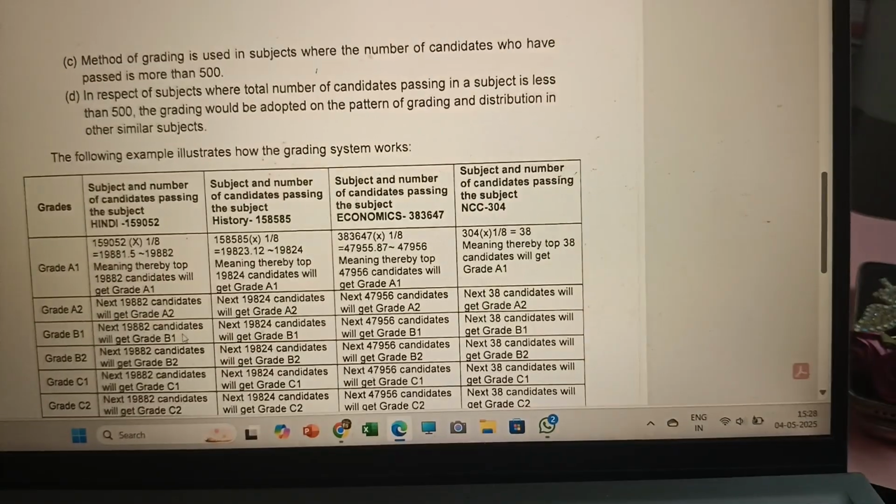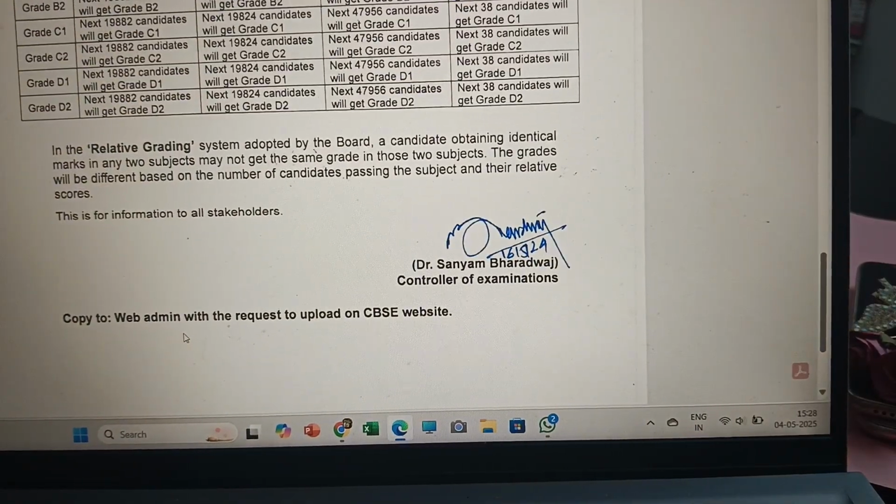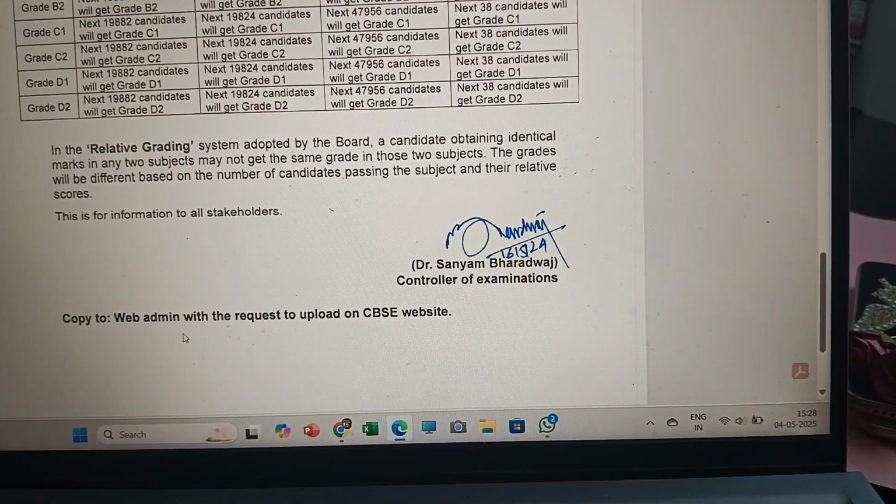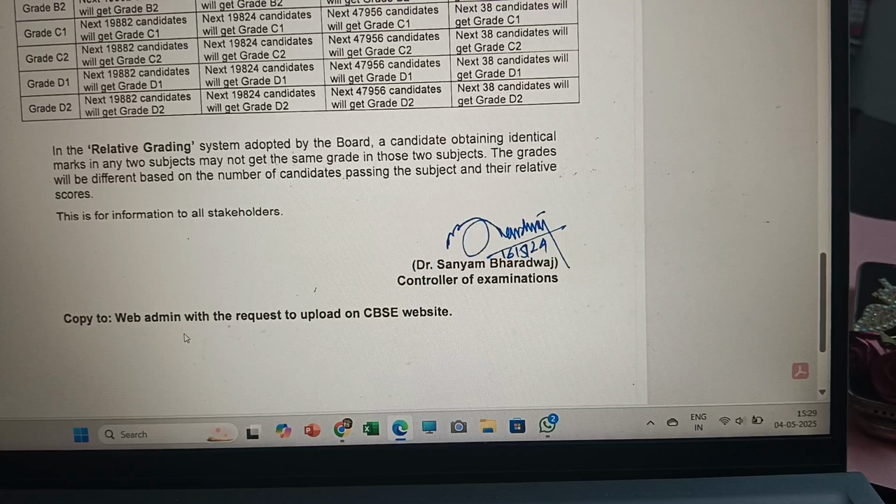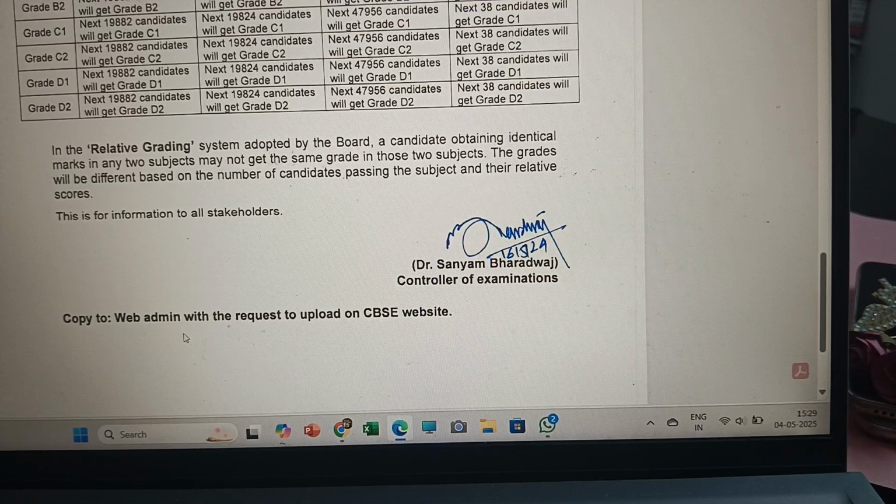Then something more important is here. In the relative grading system adopted by the board, a candidate obtaining identical marks in any two subjects may not get the same grade in those two subjects. The grades will be different based on the number of candidates passing the subject and the relative scores. The meaning is that, with an example, I will show you how this comes. It means that the same marks they got in both subjects, but they may be put into different grades.